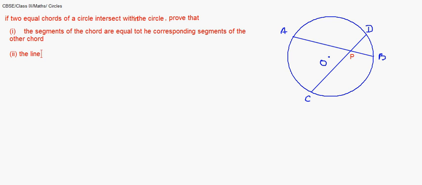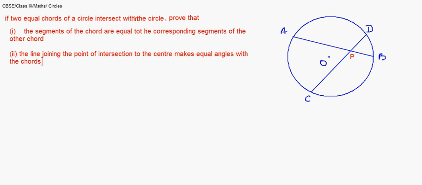Number two, the line joining the point of intersection to the center makes equal angles with the chords. Okay.